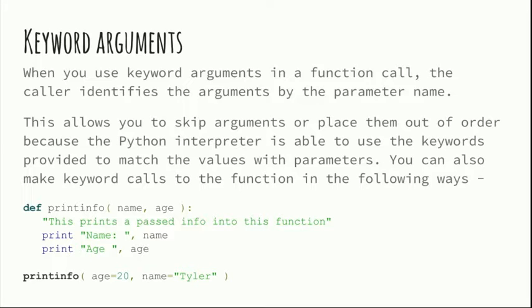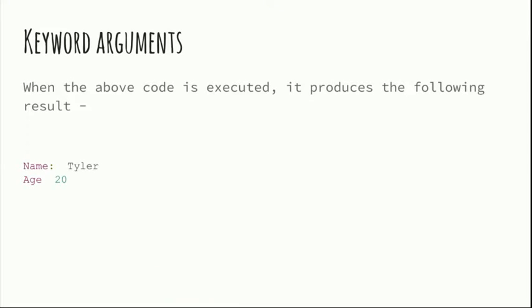def printinfo(name, age): this prints a passed info into this function, print name, print age. printinfo(age=20, name="Tyler"). When the above code is executed, it produces the following result: name is equal to Tyler and age is equal to 20.